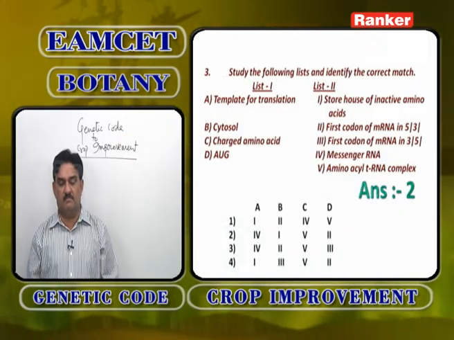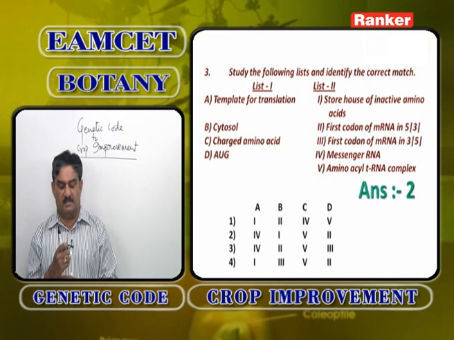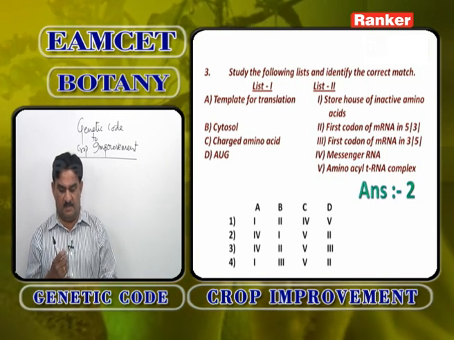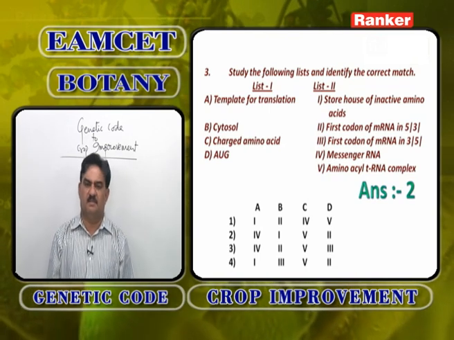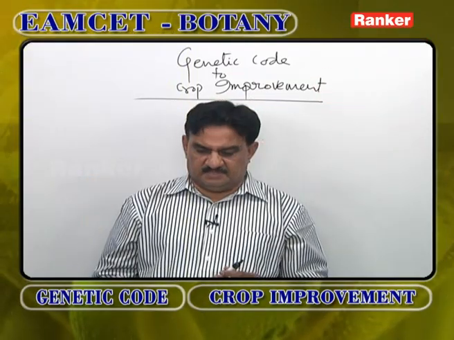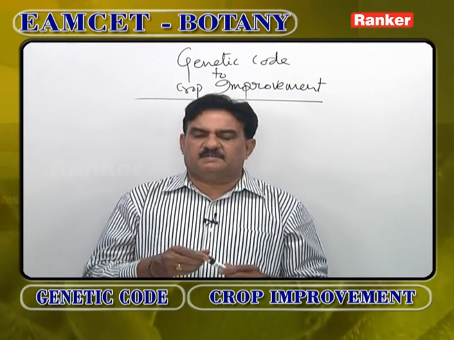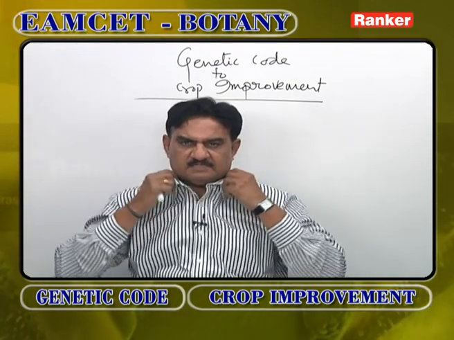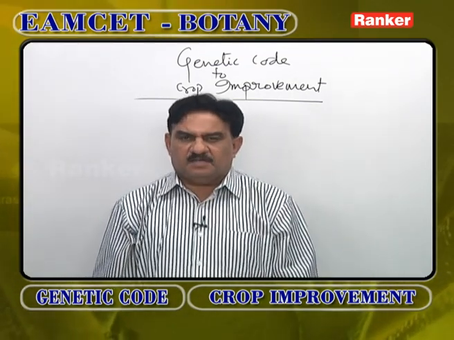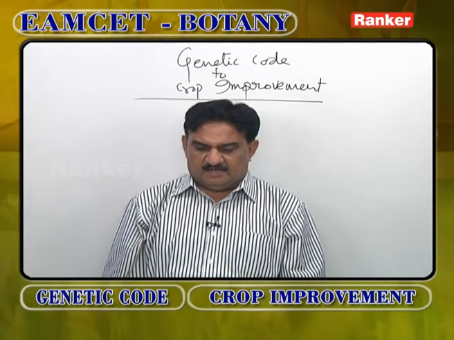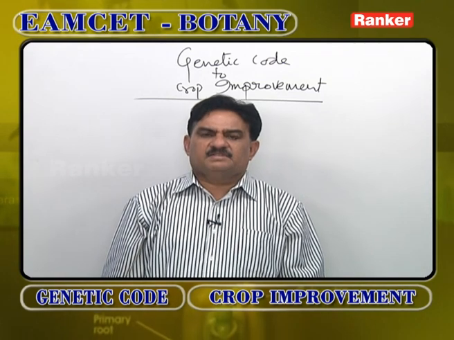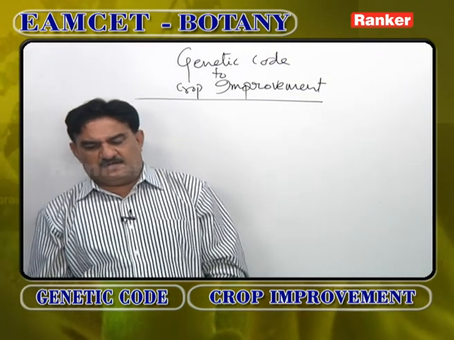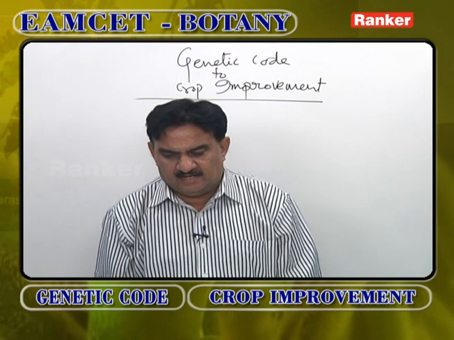All the codons necessary for translation are present on messenger RNA. Then B1, cytosol, storehouse of inactive amino acids. All inactive amino acids are present in the cytosol. They get activated in the presence of amino acyl synthetase and then attach to their own tRNA to form amino acyl tRNA. Then C5, charged amino acid. Every charged amino acid is popularly called amino acyl tRNA complex.